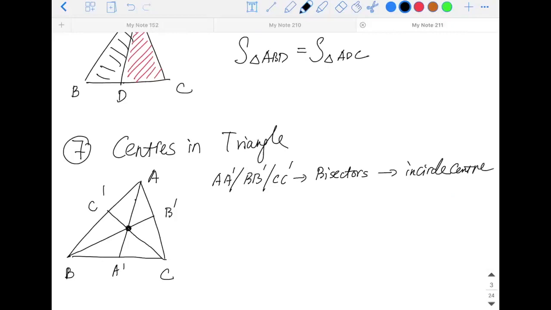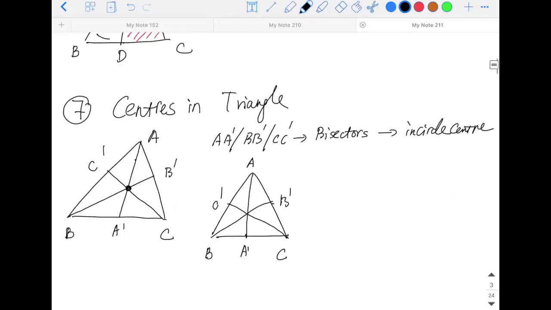Also, again, I have a triangle ABC. I have 3 medians, to A prime, B prime, C prime. They should also intersect altogether at a point, right? So this point, we give another name. This is the centroid.